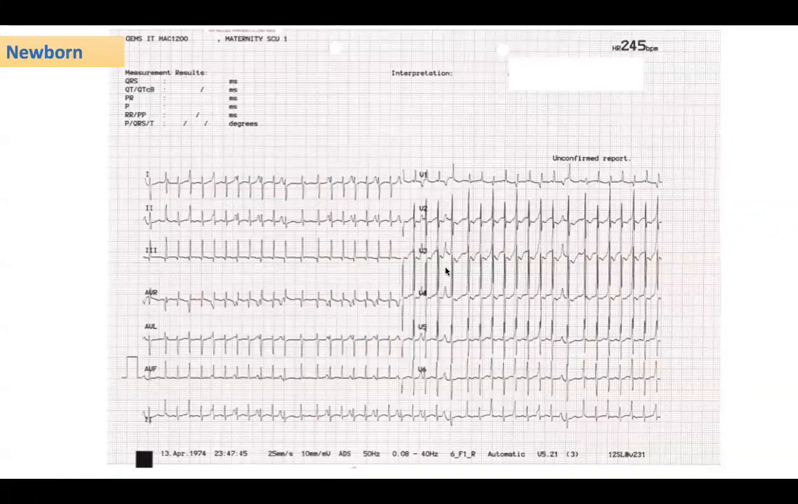Okay. What strikes you in this ECG really quick? It's a newborn, very fast. What do you see in this ECG really quick? Narrow complex, irregular, right? What else strikes you in this ECG?